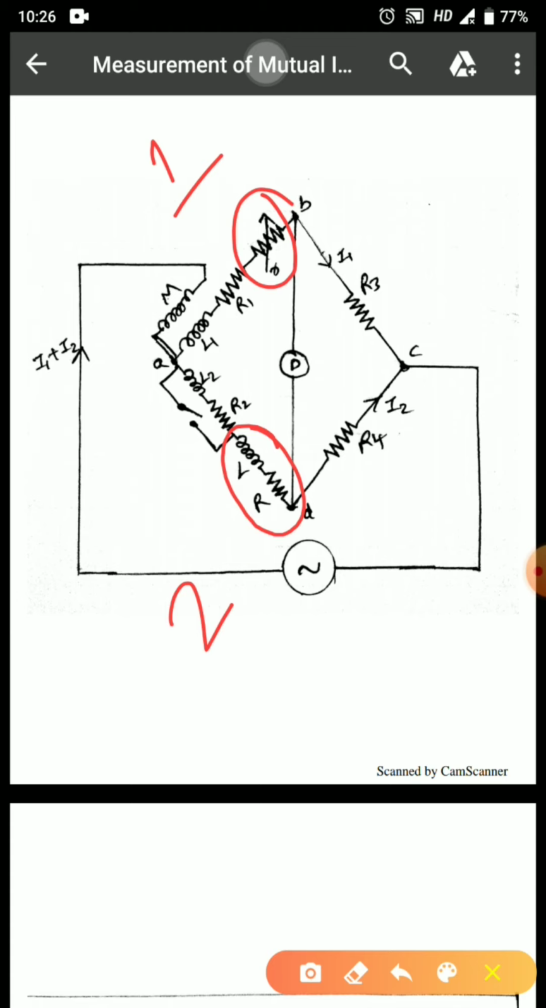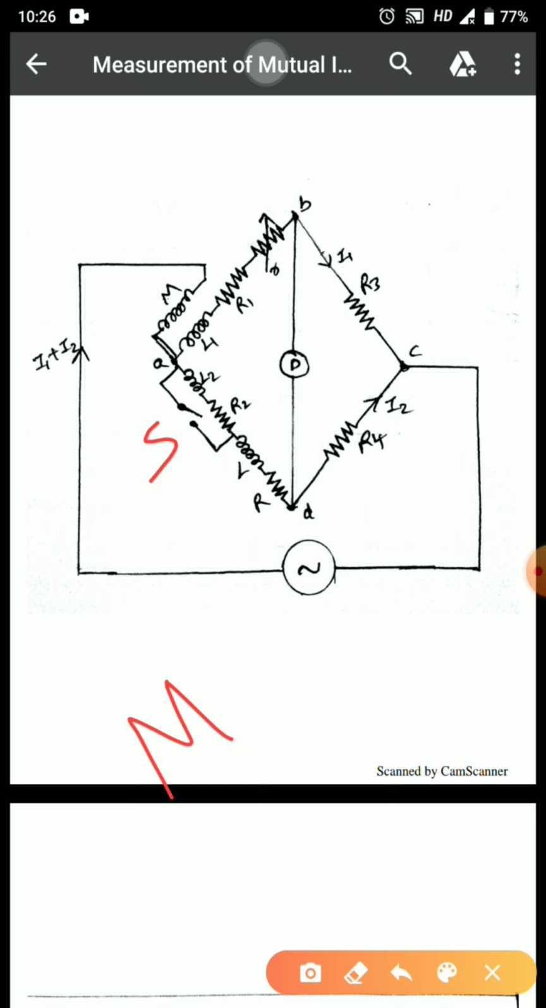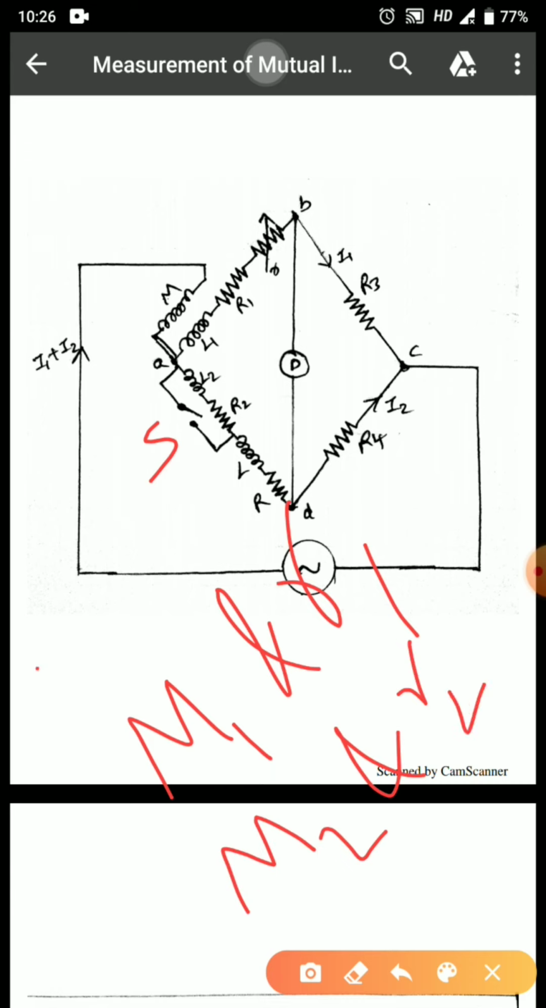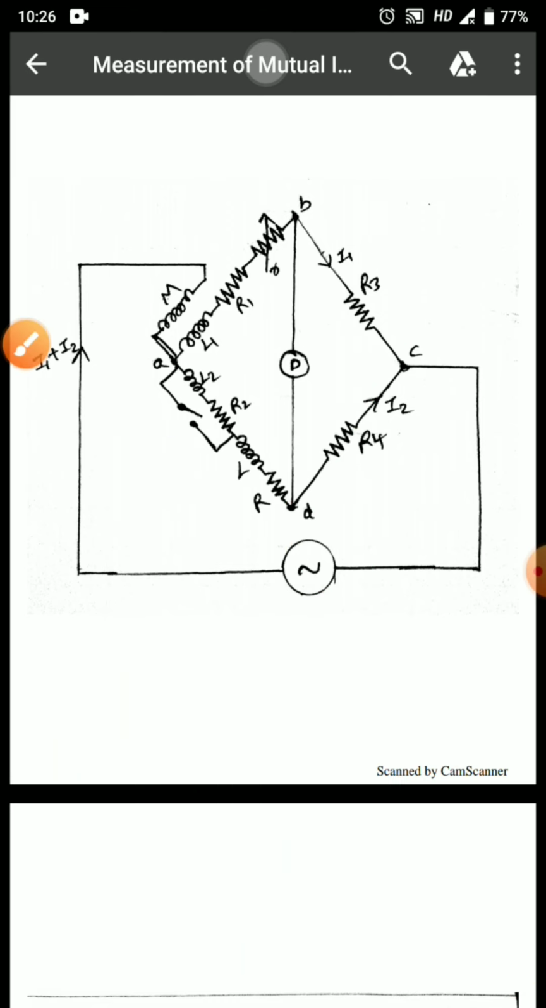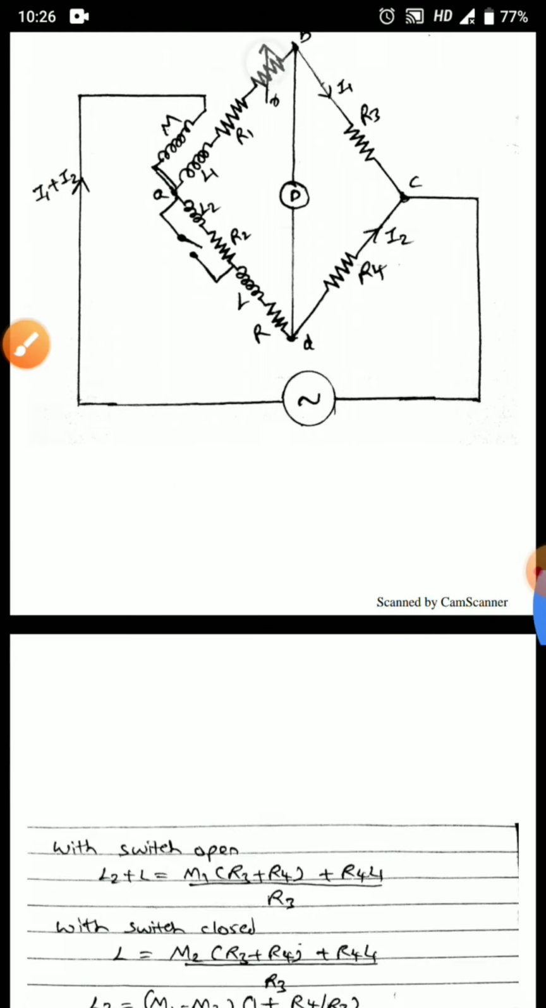Now for this, we can see here that a switch connection is there. Now using this switch connection, we will take two sets of reading, one with switch open and other with switch closed. Now when I am opening this switch, I'll calculate the value of M1 and R1, and when the switch is closed, I'll calculate the value of M2 and R2. Right, this is for open condition and for closed condition. Now I'll be deriving these two values using the switch open and switch close condition. Right, so let us move further.